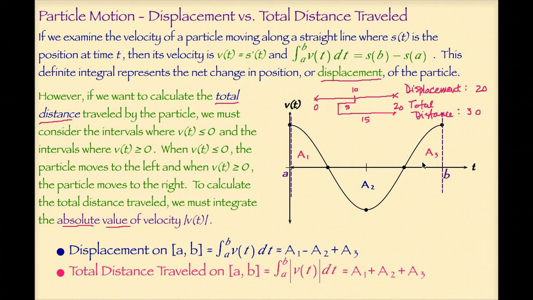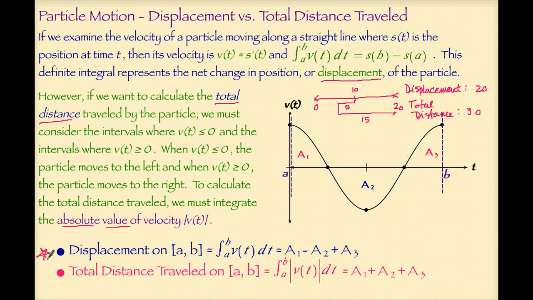But to get total distance, we need to take into account the time when we were moving to the left. So we would need this positive region, we would need the absolute value of this negative region, and then we would also need to add this positive region.